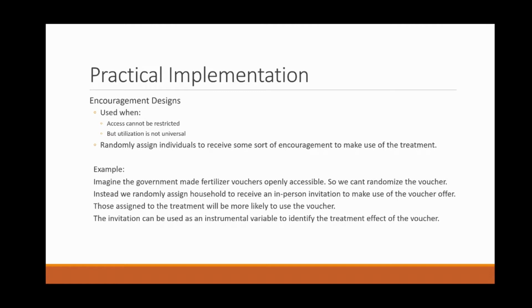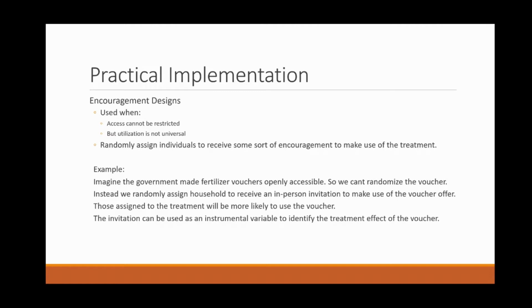Okay, another example. Imagine the government made fertilizer vouchers, so subsidized fertilizer, openly accessible. Anyone can go and get a voucher. So access is not restricted. Anyone can go and get a voucher to buy subsidized fertilizer. And so you can't restrict access to the fertilizer. You can't randomly assign who gets the fertilizer and who doesn't.